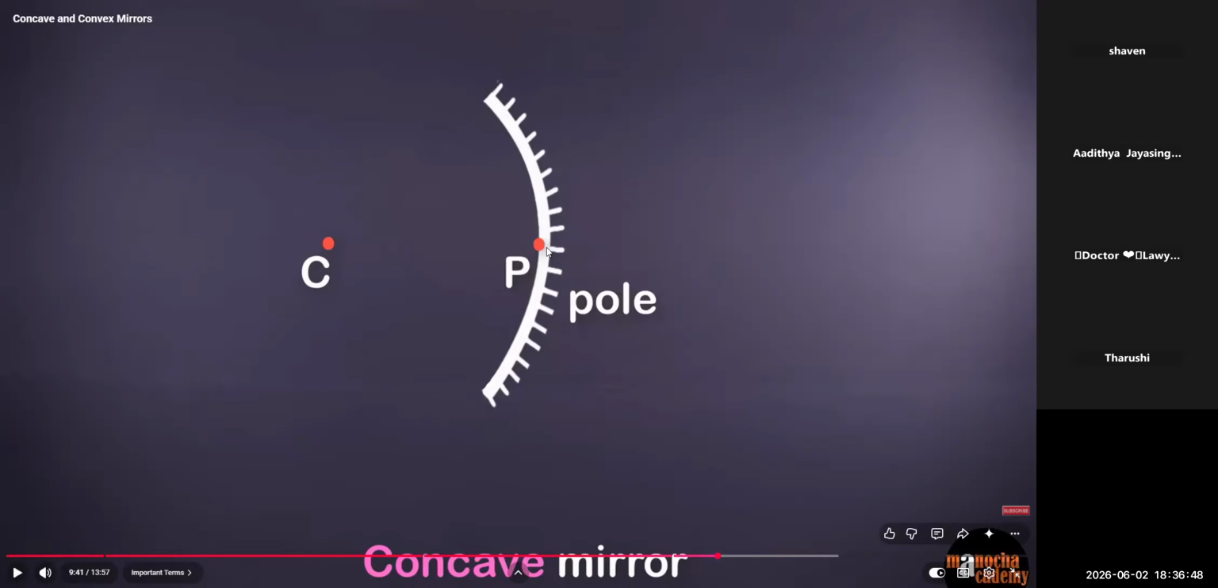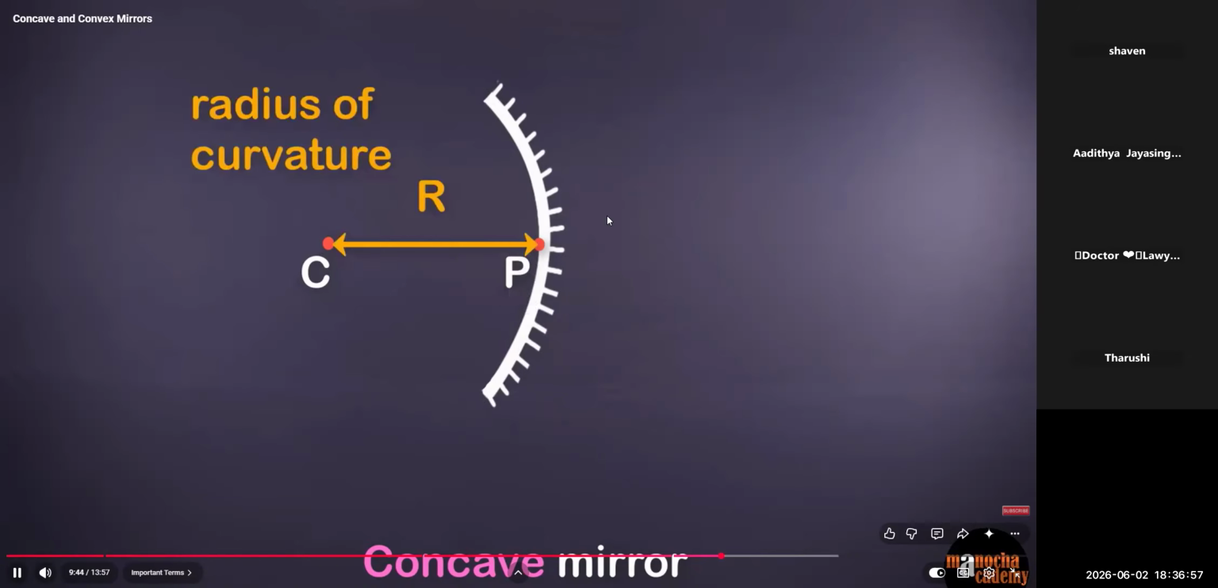The middle part of the mirror, we call it as the pole. Okay, just try to remember. Radius of curvature R is the radius of this sphere. The straight radius, right? If you take a circle, it has a radius. So radius of curvature means the radius of the sphere.